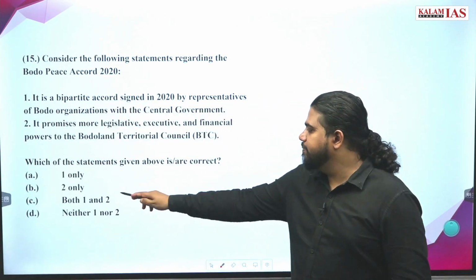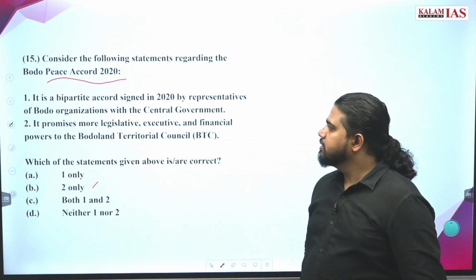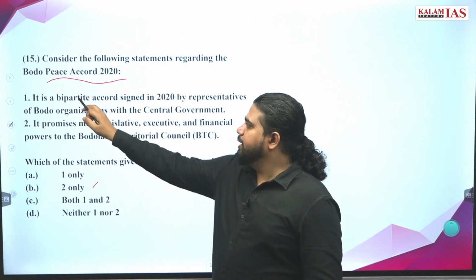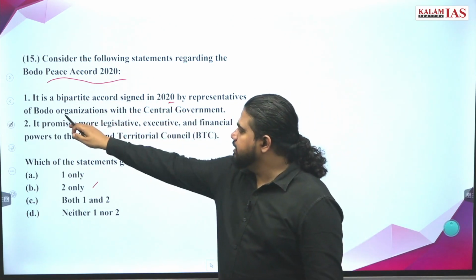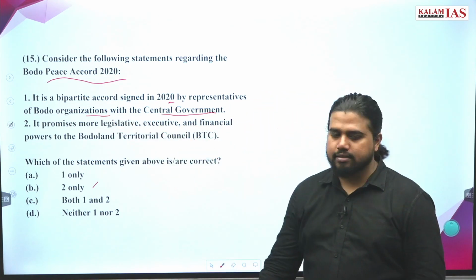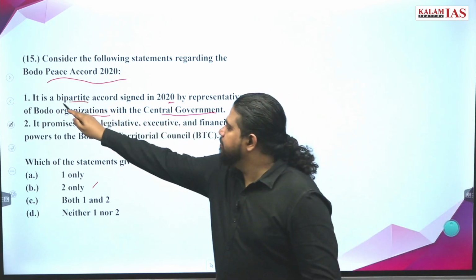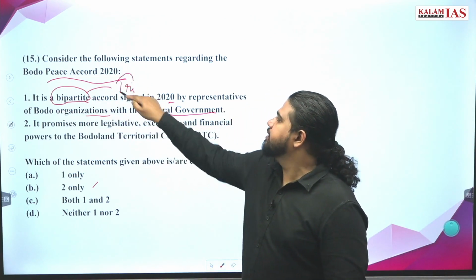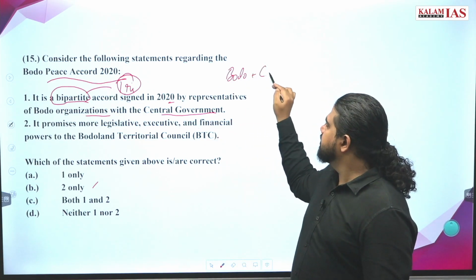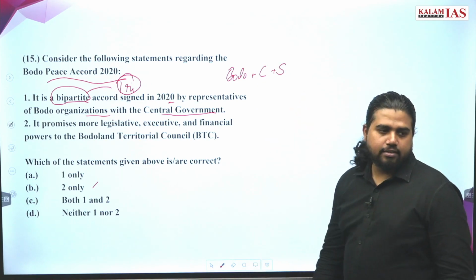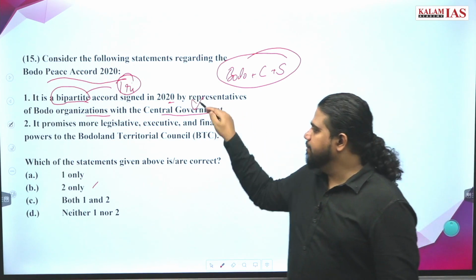Consider the following statement regarding the Bodo Peace Accord of 2020. It is a bipartite accord signed in 2020 by representatives of Bodo organizations with the central government. Is it correct? It is not a bipartite agreement, it's a tripartite agreement. Three parties are associated with this: Bodo groups plus the central government plus the Assam state government. It was signed in 2020 itself, but three parties are there. So the first statement is incorrect.